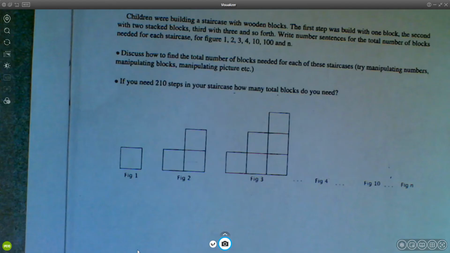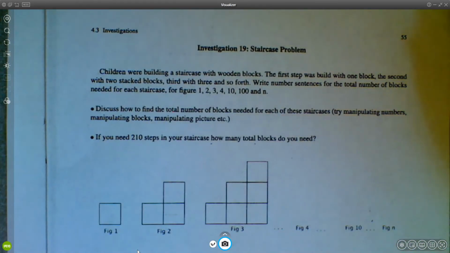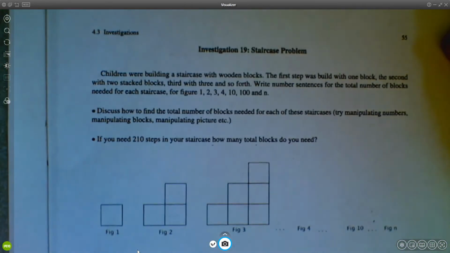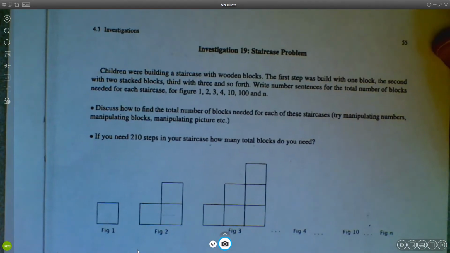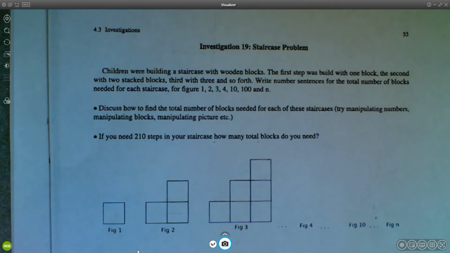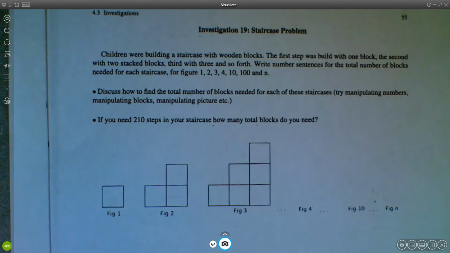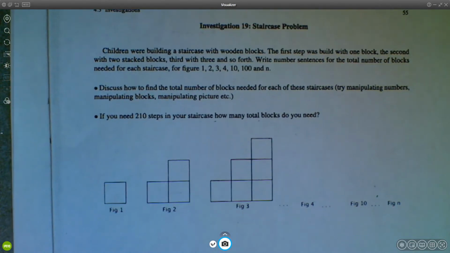Okay, the next thing that I want to take you through today is investigation 19, the staircase problem. Because this investigation is going to lead us to talk about the next big topic in this unit. And it relates back to some of the work that we've done on these kinds of number pattern things in the past. So here's the scenario.